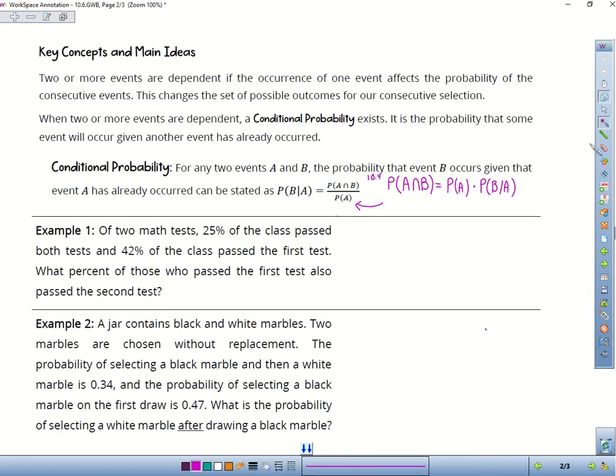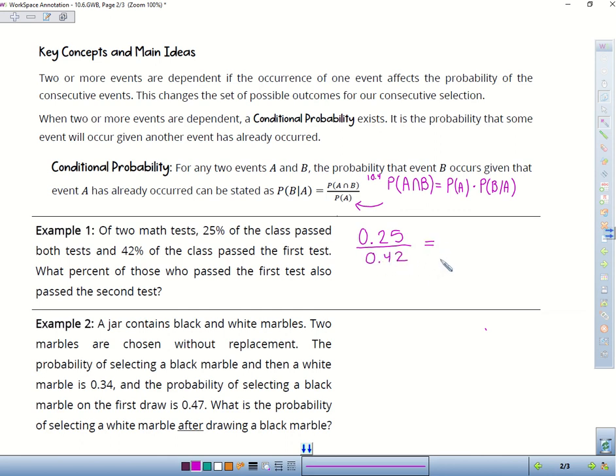Of two math tests, 25% of the class passed both tests and 42% of the class passed the first test. What percentage of those who passed the first test also passed the second test? So, in this question, you're going to figure out which one of these is the intersection of events. Is the intersection of events the 25% or the 42%? 25%. Good. So the two events occurring simultaneously over one of the events occurring. Okay, and that's all you have to do.